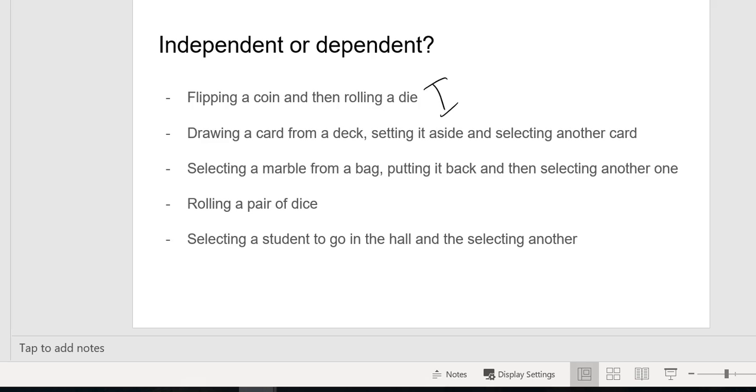Drawing a card from a deck, setting it aside and selecting a new one. You've got to think for a second. There's 52 cards in a deck. If I select a card, that's one out of 52. The moment I take it out, there's now 51 cards. So that means it is dependent, because if I take out a card, it could affect my probability.